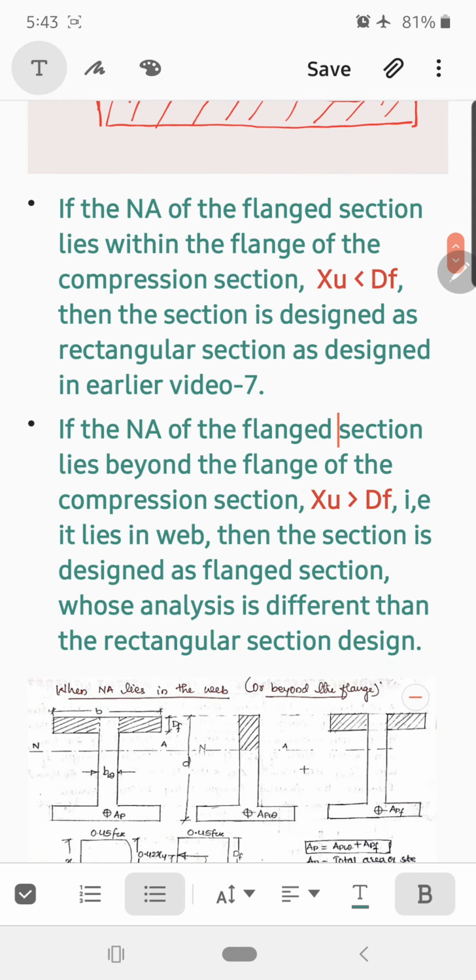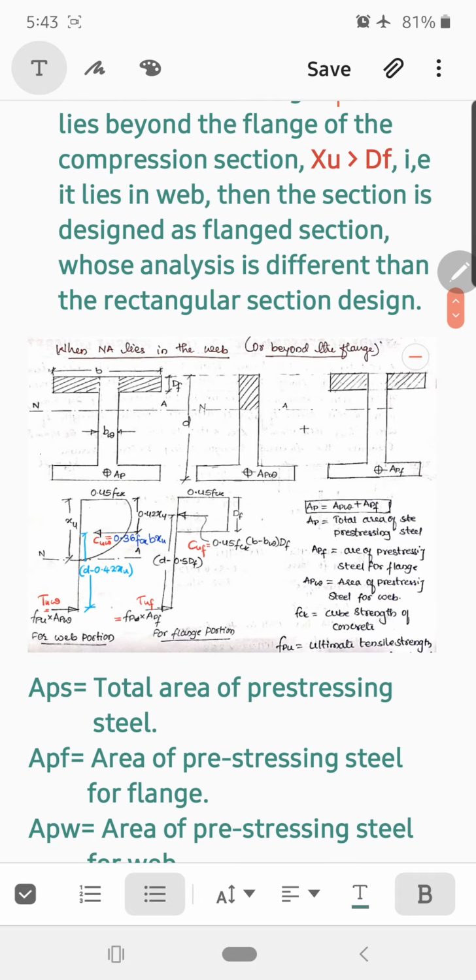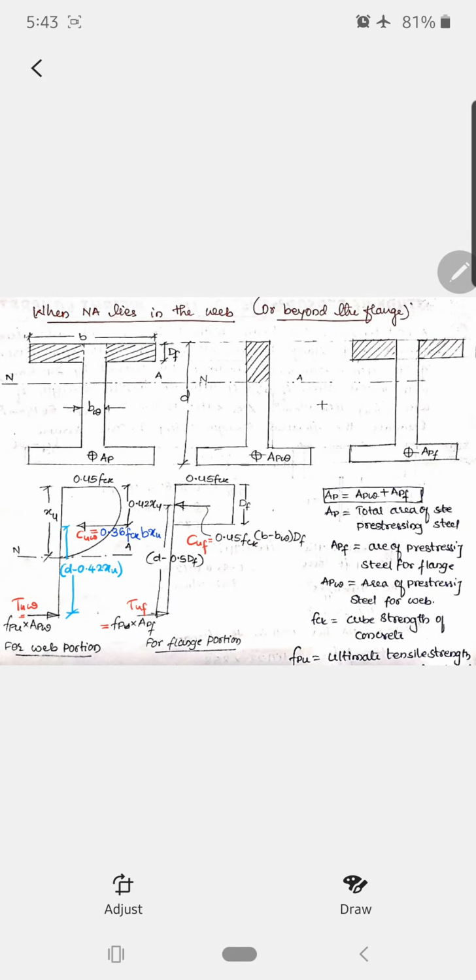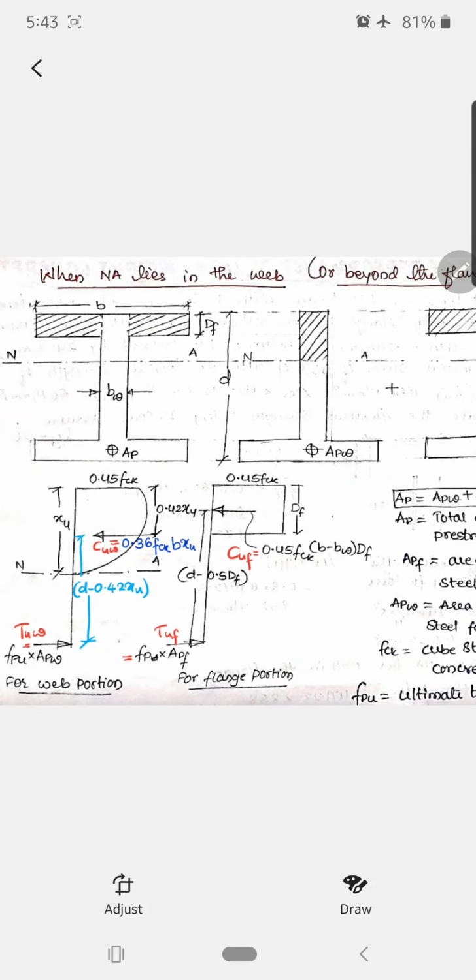Now if the neutral axis of the flanged section lies beyond the flange of the compression section, that is, the neutral axis depth XU is greater than the depth of the flange DF, that is, it lies in the web, then the section is designed as a flanged section whose analysis is entirely different from the rectangular section. This is the figure for the neutral axis lying within the web.